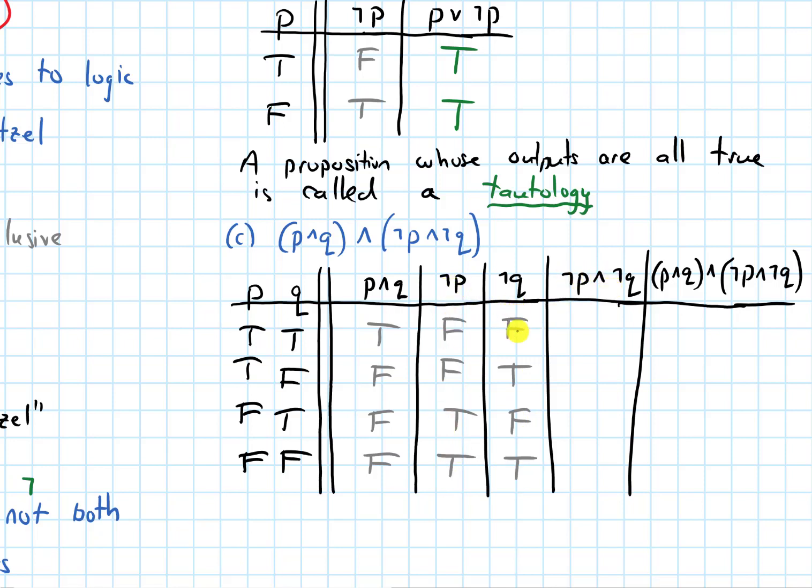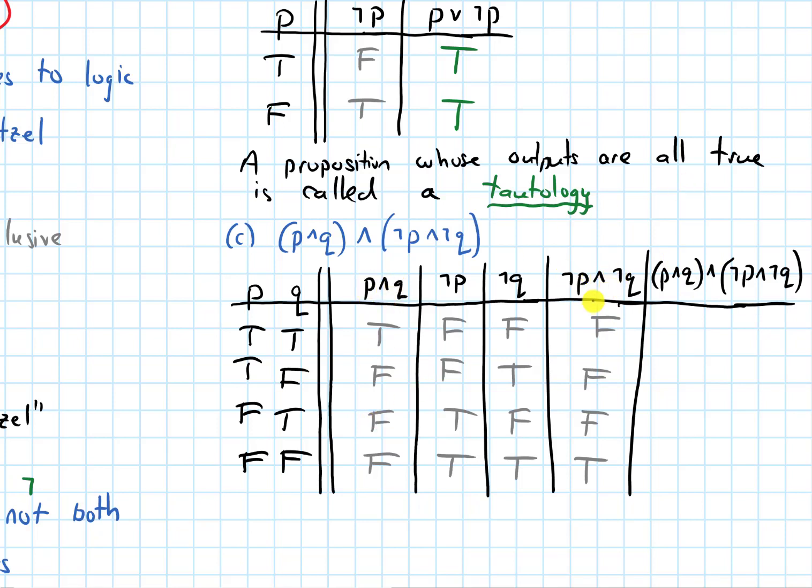So these two columns, I'm ANDing both of them, combining them with an AND. To make that AND statement true, both of these two columns need to be true. And that only happens in the bottom row, true and true. So this is true over here. But then everything above that is going to be false. False, false, false.